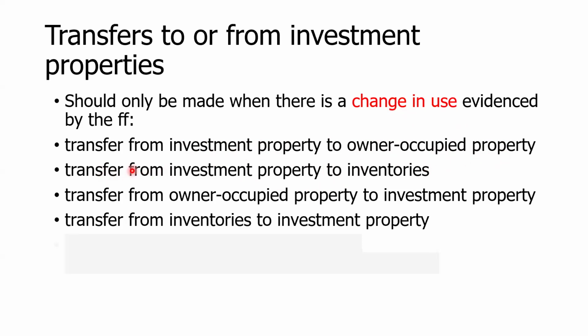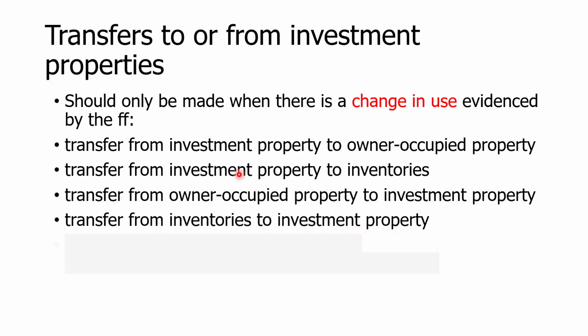When there's a transfer from investment property to inventories, now you are going to be selling those assets. So it has now become inventory, and you account for it using IAS 2. When you are transferring it from owner occupied to investment property, it used to be PPE, for production or supply of goods or for administrative purposes, but now you want to hold it for investment purposes. So you have to change the accounting treatment for it. And then transferring it from inventories to investment property: you used to sell them but now you want to hold it for capital appreciation or for rental purposes. So that's the transfer of investment properties.